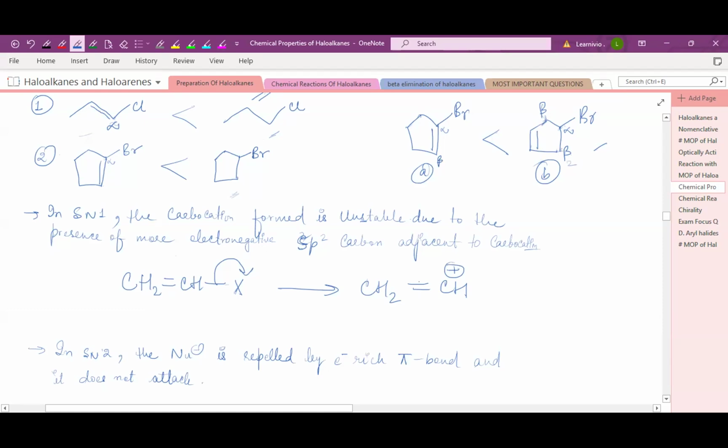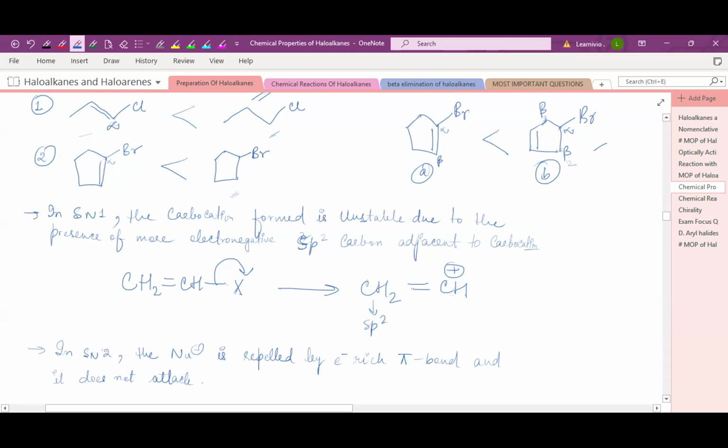You know the double bond means this carbon is an sp2 hybridized carbon. So this is the adjacent carbocation, and what is the hybridization of the carbon adjacent to the carbocation? sp2. And sp2 hybridized carbon is electronegative in nature. It is more electronegative than the sp3 hybridized carbon, right? So this is positive, but this is electronegative. This is the sp2 hybridized carbon.